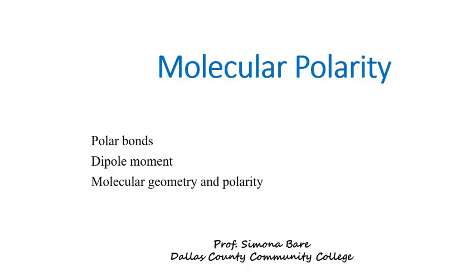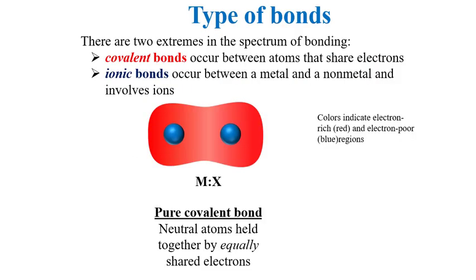This video is about molecular polarity, and we will talk about polar bonds and polar molecules. Now, when we were looking at general bonding theories, we saw that we have different types of bonds, and the main bonds that we were looking at are covalent bonds and ionic bonds.